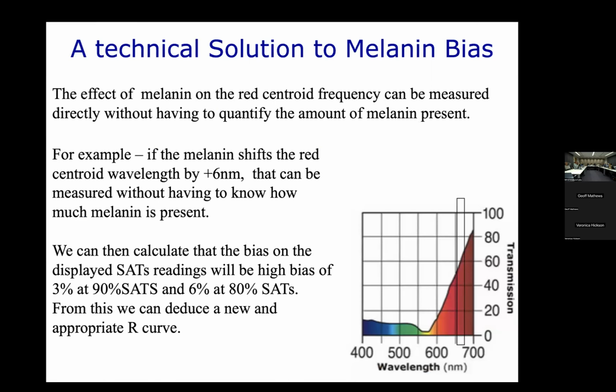For example, if the melanin shifts the central wavelength by plus 6 nanometers, that can be measured without having to know how much melanin is present. You just shine 663 nanometers into a finger at the point where the pulse oximeter is going to be used and see what comes out the other side. We've done a bit of work on this, and we've seen evidence that the wavelength is shifted upwards. So again, our point is that we should be looking at the effect of melanin rather than trying to quantify dark skin and lighter skins and things like that.